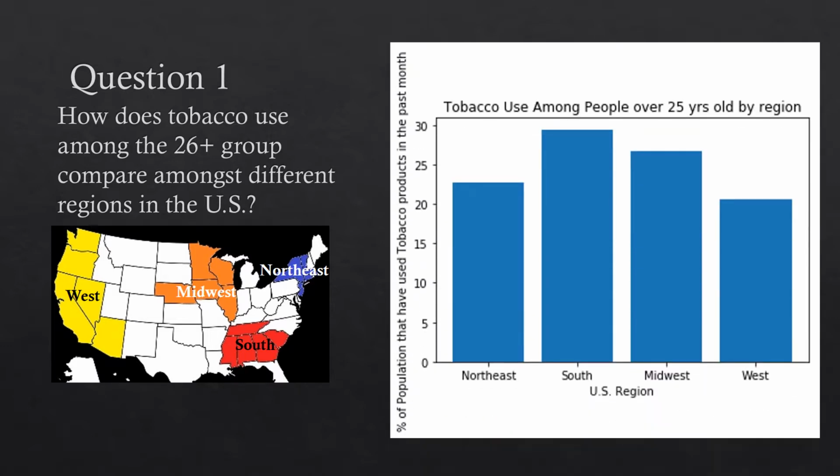Looking at the results on the bar graph, you can see that the South region has the highest percentage of population that have used tobacco products in the past month at close to 30%. This is followed by the Midwest region, then the Northeast, and then the West region.